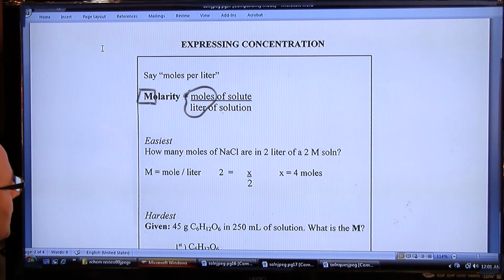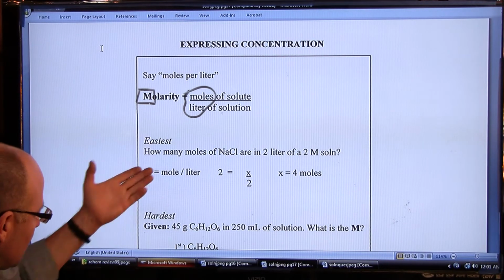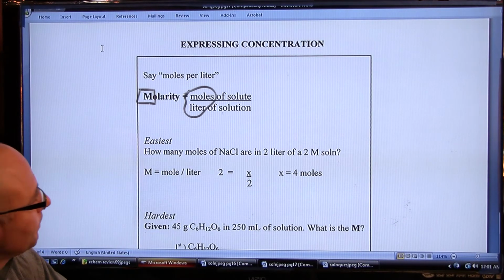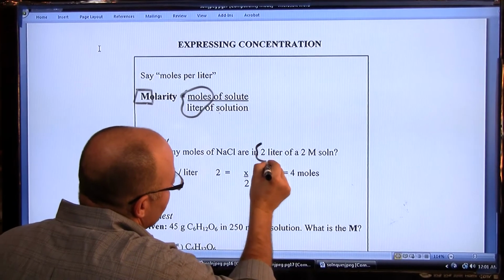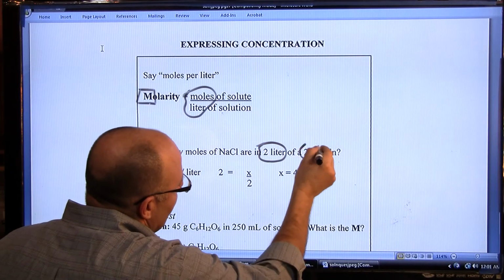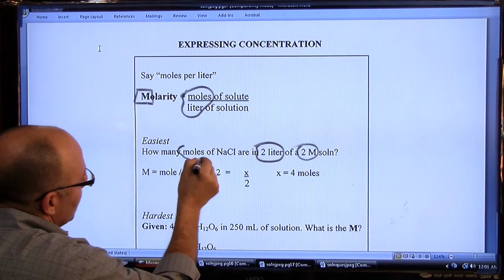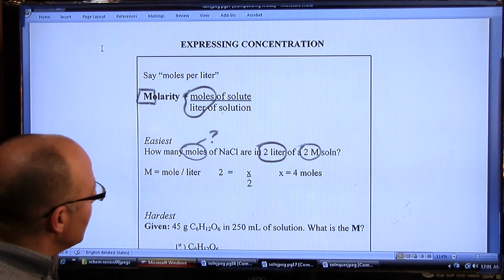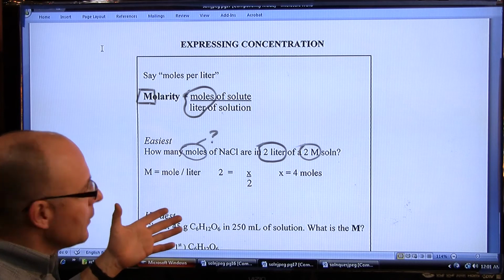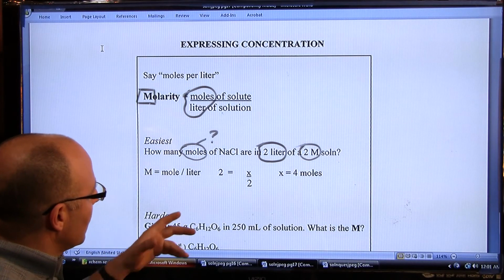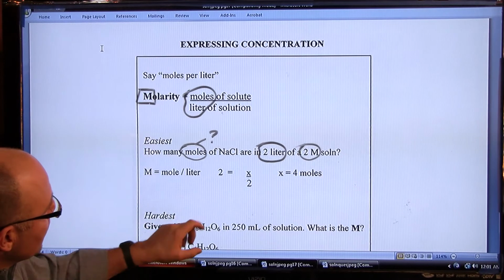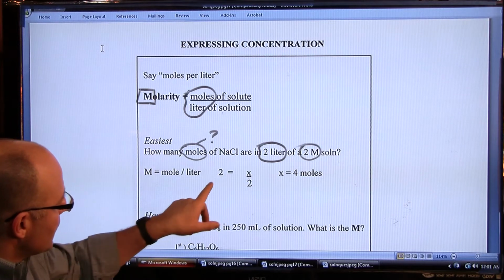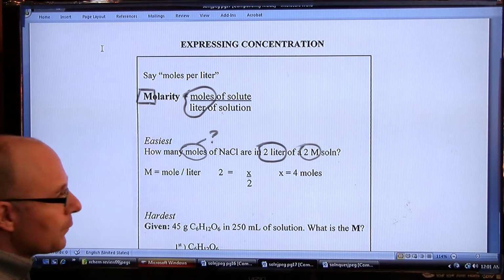And you have two types of problems here. You have the easiest kind of problem, such as this one. How many moles of NaCl are in 2 liters of a 2-molar solution? This is the easiest because they tell you the volume and they tell you the molarity, and the only thing you're looking for is the moles. So it really doesn't matter what the compound is, because this has nothing to do with the gram formula mass. Plugging it in, since molarity is moles per liter, 2, the molarity, is equal to X, the moles of the unknown, over 2 liters. Just cross multiply, and you end up with 4 moles.